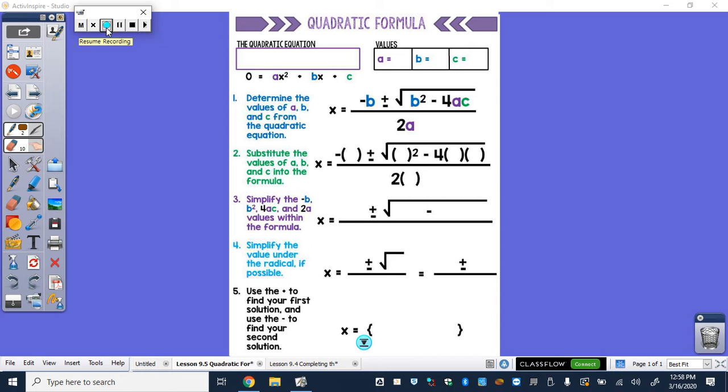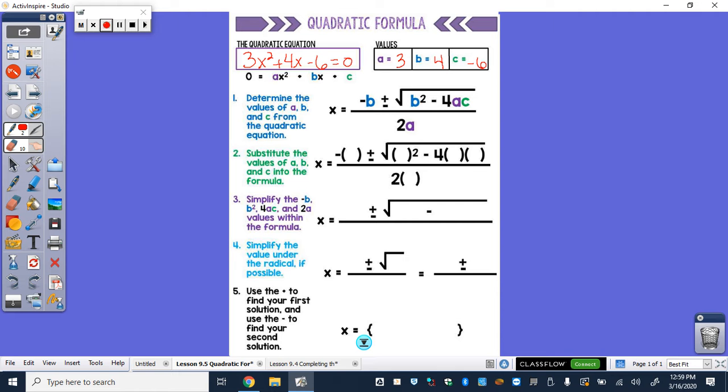So let's say we have the quadratic equation 3x squared plus 4x minus 6 equals 0. So again, to refresh our memory, with the quadratic formula, you need to first identify your A, B, and C. So what is our A? 3. Our B? 4. And our C? -6.